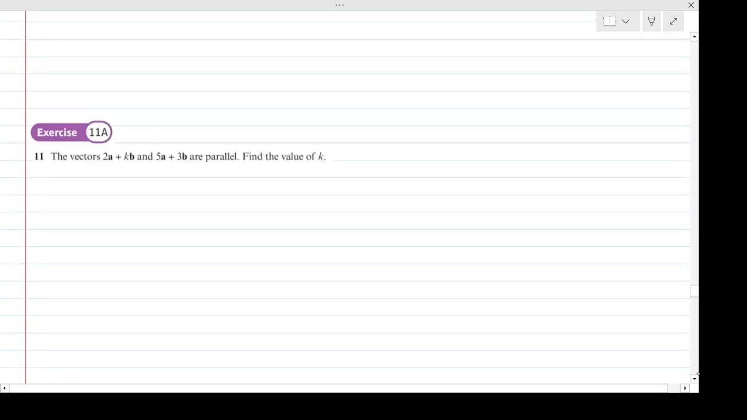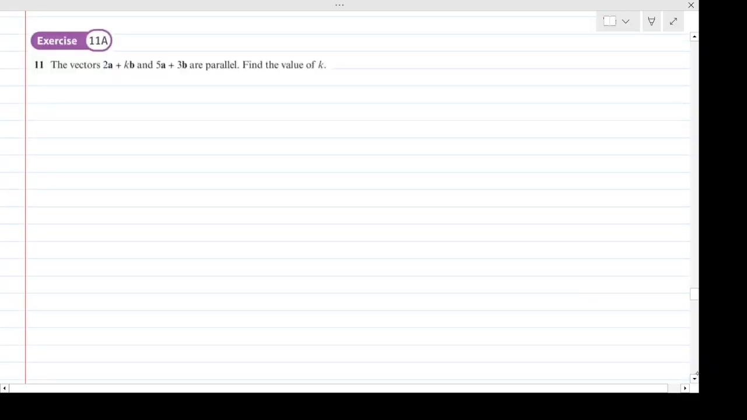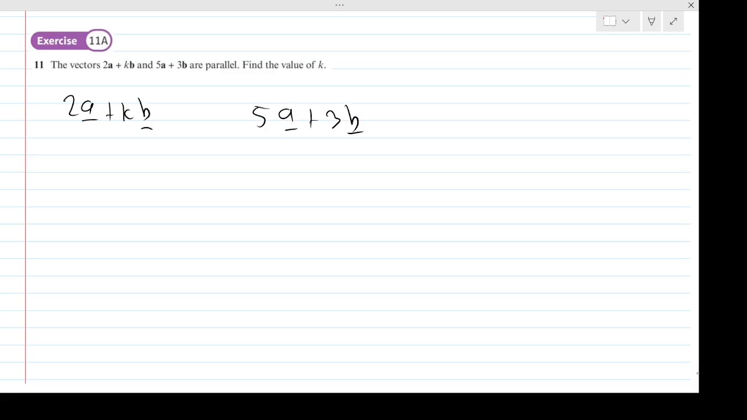Okay, let's have a look at some more exercise questions. So we are told here that the vectors 2A plus KB and 5A plus 3B are parallel. So we are told they're parallel. That means there has to be a multiple. I've already used K, so I'm going to say that this first vector is going to be N lots of the other vector. Because remember, two vectors are parallel if they're multiples of each other. N is the multiplier here, right? So one vector is a multiple of another.